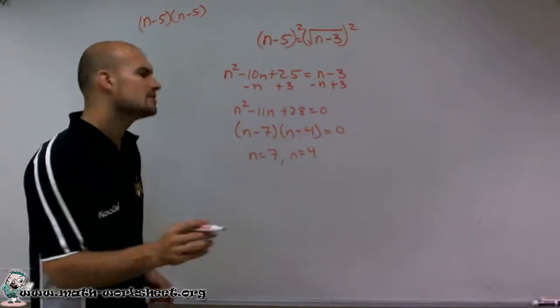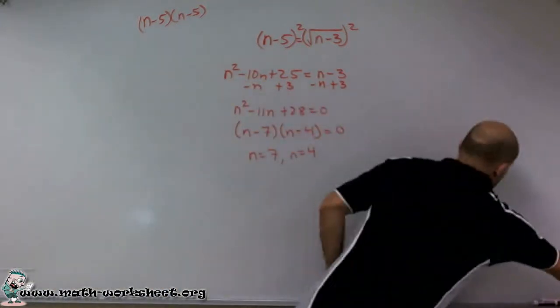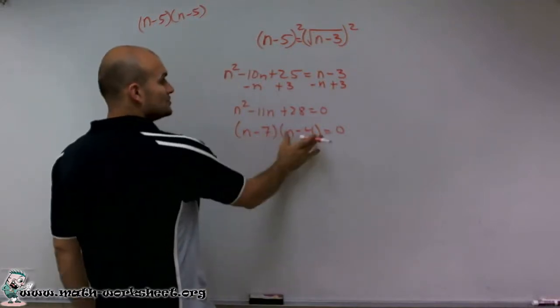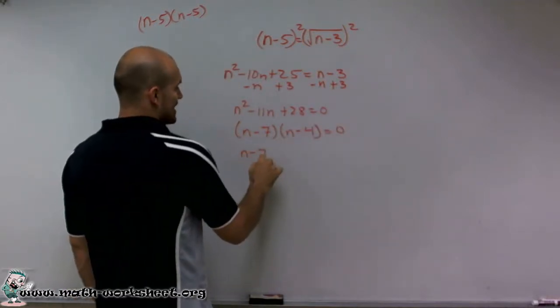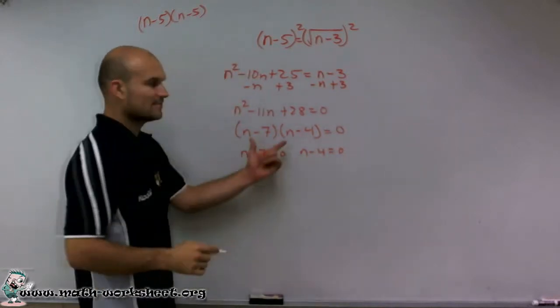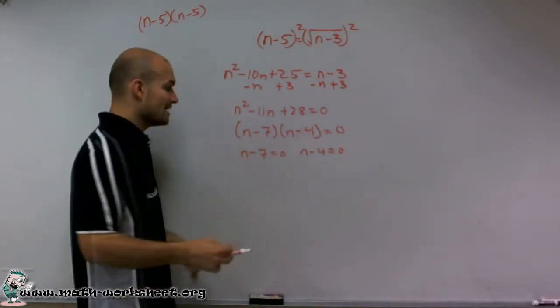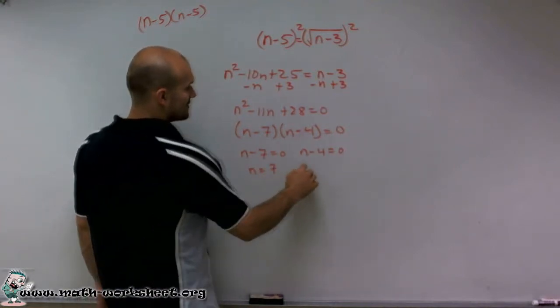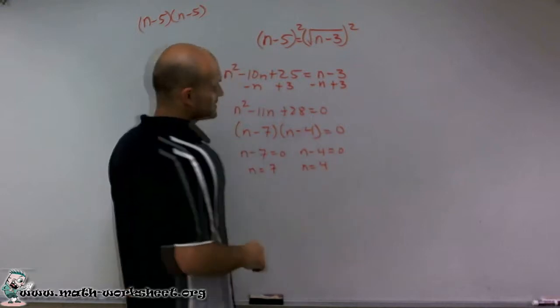Let me just go and show you real quick. I might as well make sure we're all on the same page. Since I have two numbers multiplied to give you 0, I can say n minus 7 equals 0 and n minus 4 equals 0. Because whenever two numbers multiply to 0, one of them has to equal 0. So therefore, n equals 7 and n equals 4 are my two solutions.